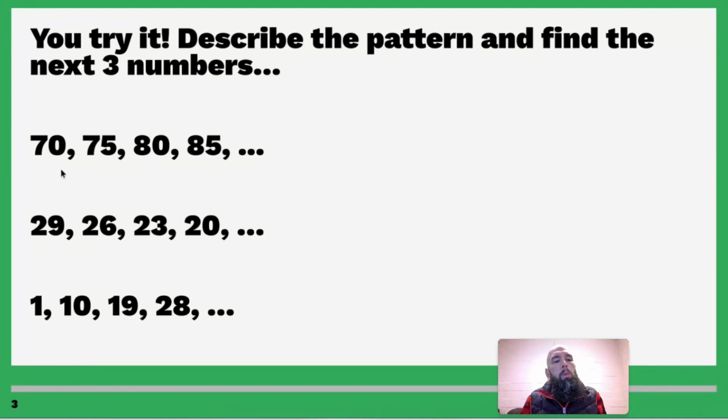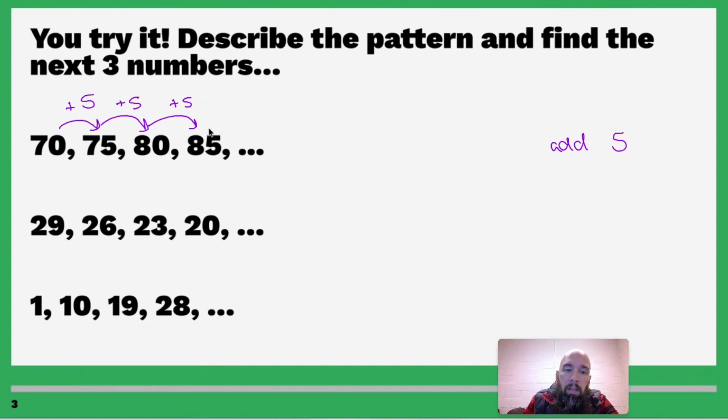Welcome back. We got 70 going to 75, going to 80, going to 85. So these numbers are getting bigger, so it looks like we're probably adding. So 70 plus 5 is 75. 75 plus 5 is 80, and 80 plus 5 is 85. So we add 5 for this one. So 85 plus 5 is 90, 90 plus 5 is 95, and 95 plus 5 is 100. 100. That's how I keep it.